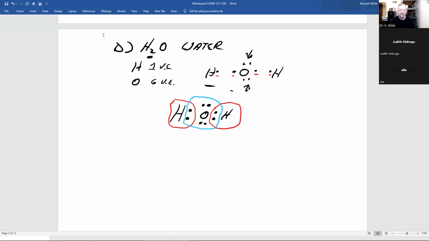So water has two hydrogen, one oxygen. I'll draw it again. And each one of these pairs of shared electrons is a covalent chemical bond. And the next time you drink some water, remember, the hydrogens are covalently bonded to the oxygen in there. There are two covalent bonds in water. Bet you never thought of that, but there is.